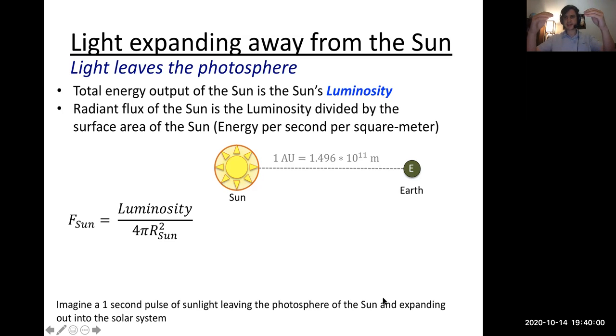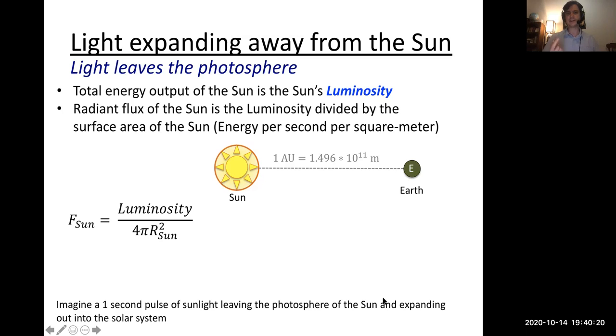Energy per second over an area: energy per second per square meter. This is a term that we're used to. Well, it's a new one. That's our radiant flux. So this could even be tied to Stefan-Boltzmann if you really want to start tying things in. We don't have to do that for this exercise though.